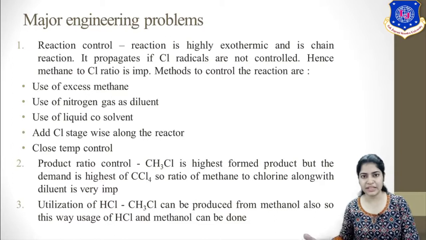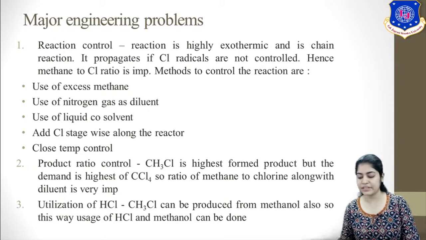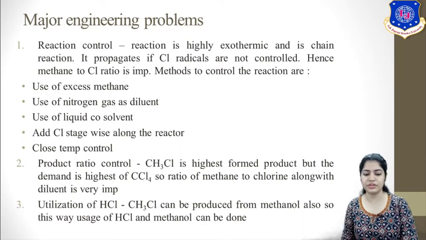The more methane is there, the chlorine radical will react with as much methane as is present. Now, use of nitrogen gas as a diluent. Use of liquid as a co-solvent. Then add chlorine stage-wise along the reactor. So another method can be that you do not feed all of your chlorine directly; stage by stage you add your chlorine into the reactor.